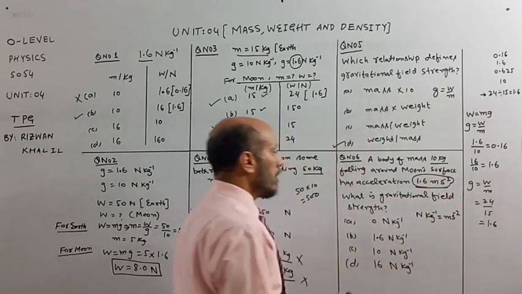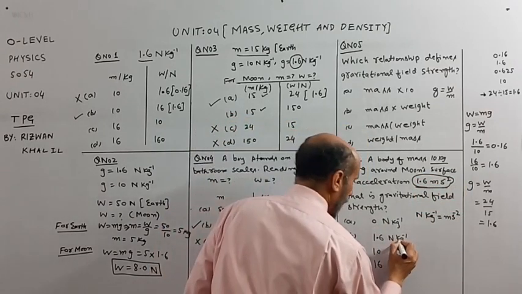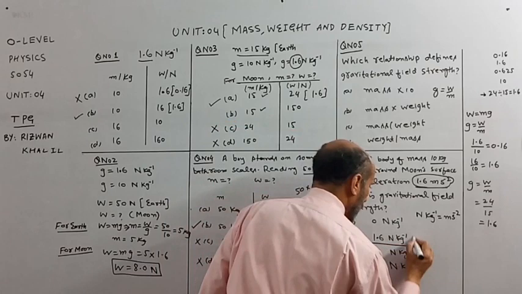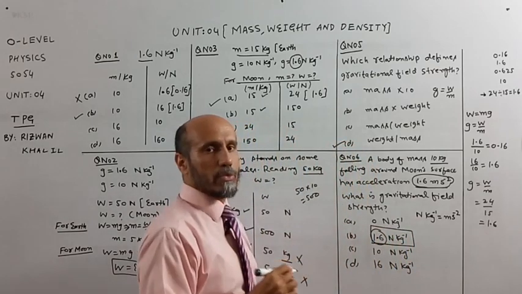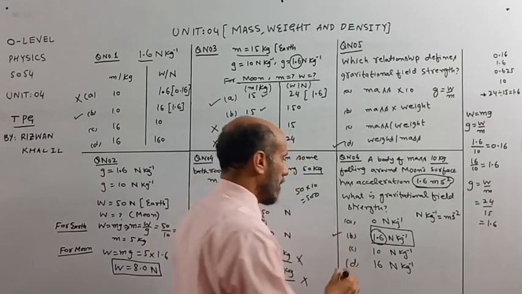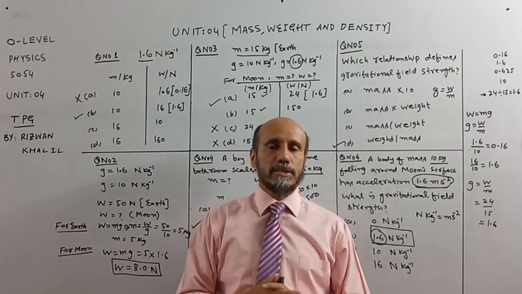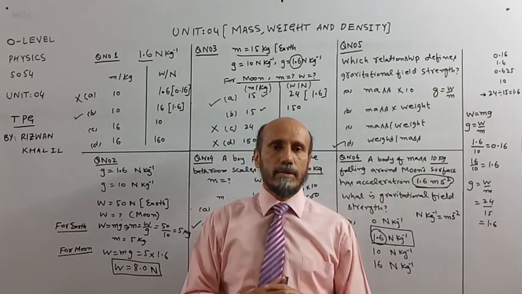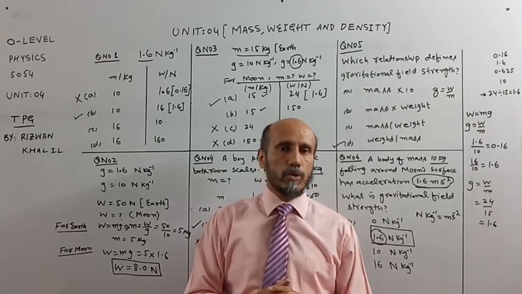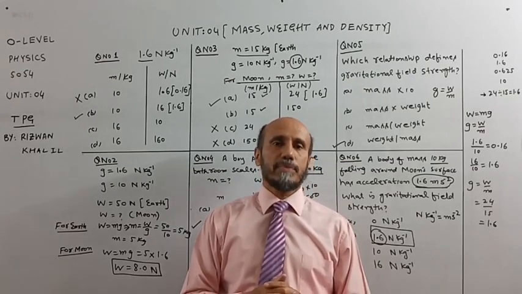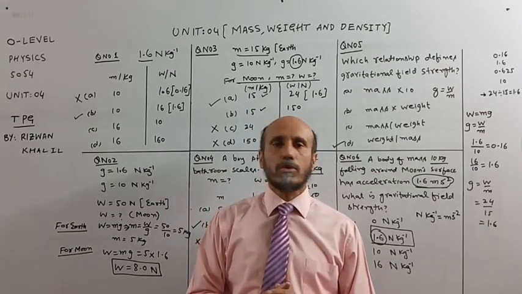So obviously its value of gravitational field strength will be 1.6 Newton per kg as well. So which option is the correct option? Option B. So I hope that now the concept of mass and weight regarding the gravitational field strength values are clear to all of you. Now you will be able to attempt these questions with confidence.